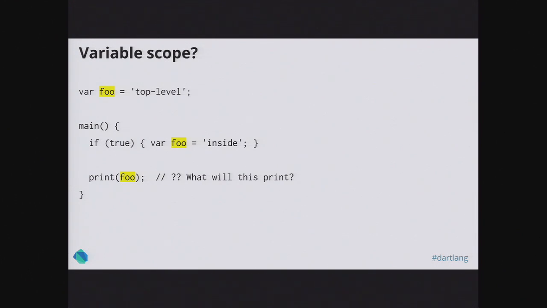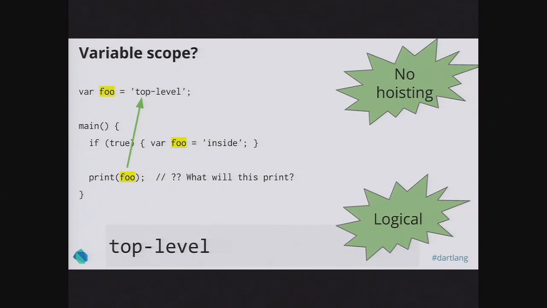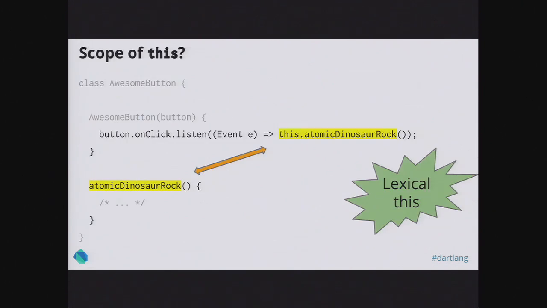OK, variable scope. This one's a little bit longer, so take a look at this. We have a main function. If true, there's foo, and then print foo, but there's also a top-level foo. So the question I have for you is, when I run this, what will it print? Any takers? Okay. It's a 50-50 chance. Top level, right. This prints top level, and Dart, no variable hoisting. It's a totally logical lexical scope, lexical analysis of what's going on. If you hand most developers this code, they will be able to understand what's going on here.